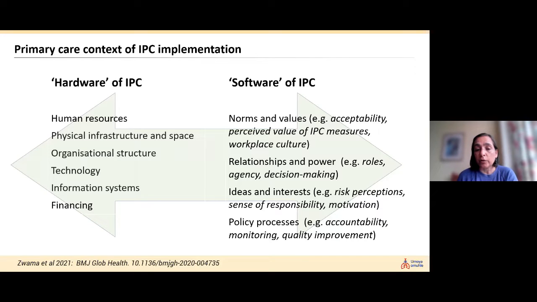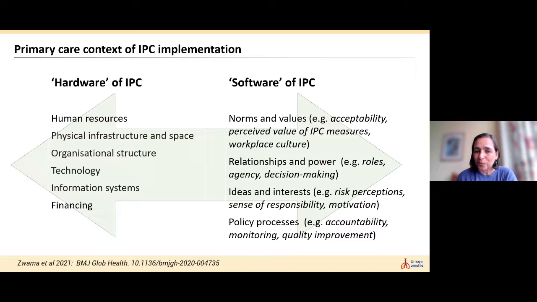And our work overall, particularly ethnographic work, showed really that clinic managers and frontline staff are constantly negotiating and adapting IPC practices within the infrastructural, the resource, and the organizational constraints that they find themselves in, but also within their own personal understandings of risk and safety. And we're going to see how this enabling or disabling environment for IPC plays out in two specific examples.